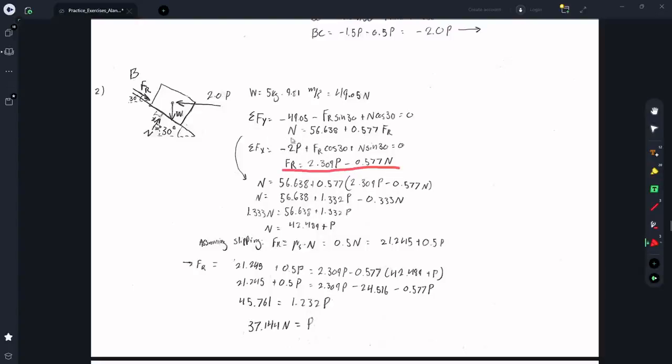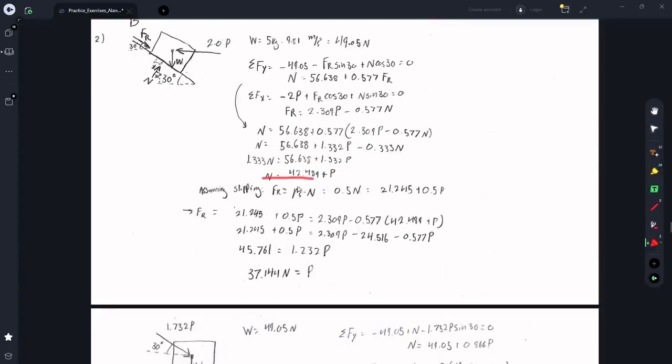So now we have two equations and two unknowns, so we can plug them into each other and solve, which is what I did right here. I had this equation, N is equal to 56 blah blah blah plus 0.577 F_R, and F_R is equal to this, so I plugged that in. Worked everything out, and I got this. The normal force is equal to 42.489 plus P.